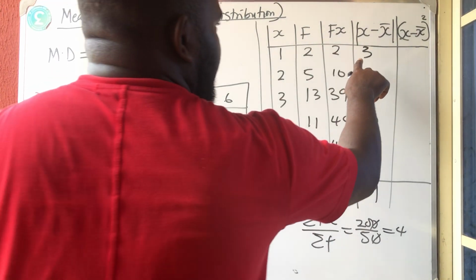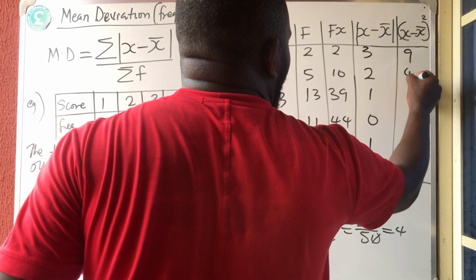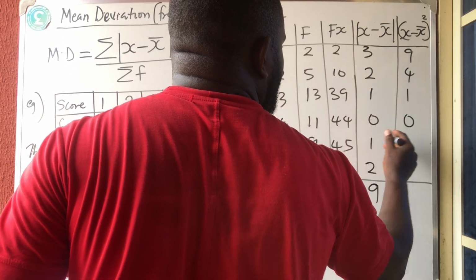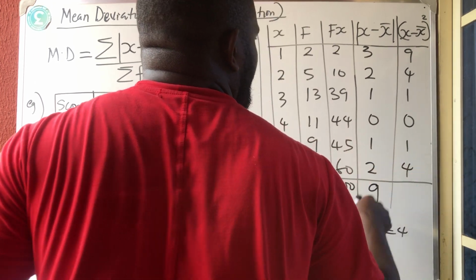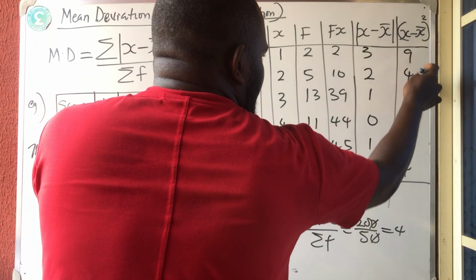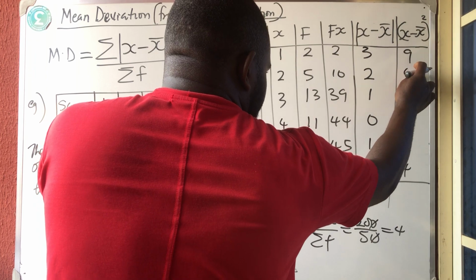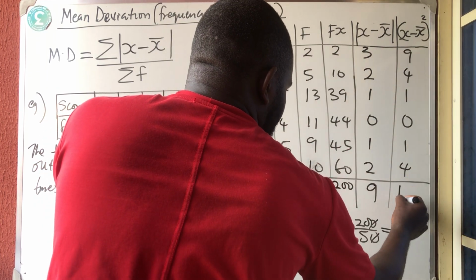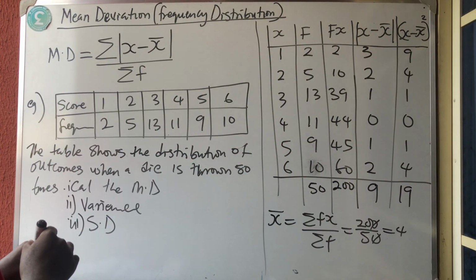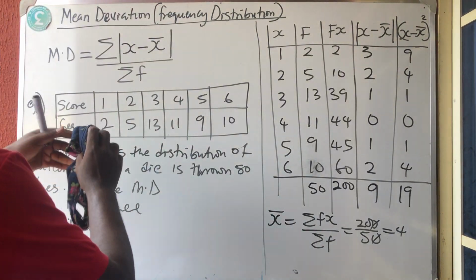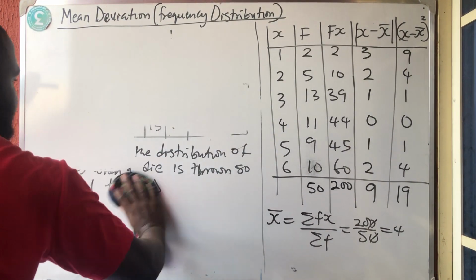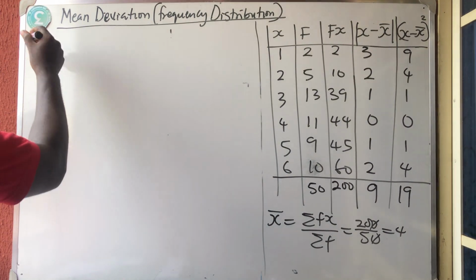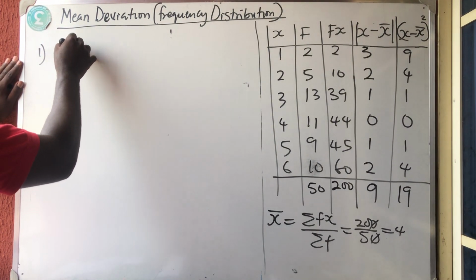Now, let's get the square. 3 squared, 9, 2 squared, 4, 1 squared, 1, 0 squared, 0, 1 squared, 1, 2 squared, 4. We need their summation again. 9 plus 1, 10, 14, 15, 19. I'm having 19 here. So, once you have gotten this thing, you are done. You are done.